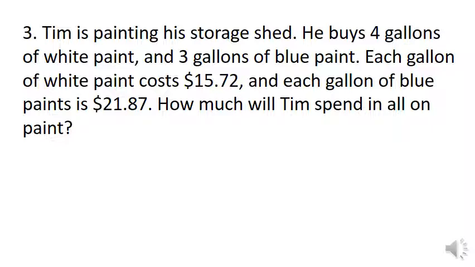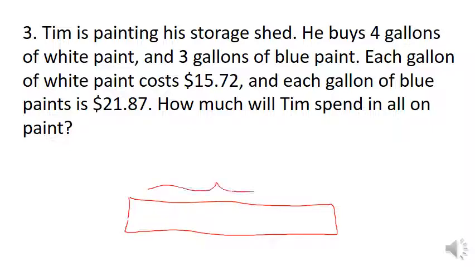Okay, Tim is painting his storage shed. He buys 4 gallons of white paint and 3 gallons of blue paint. Each gallon of white paint costs $15.72. Each gallon of blue paint is $21.87. How much will he spend in all? I like using a tape diagram to show what I'm doing.